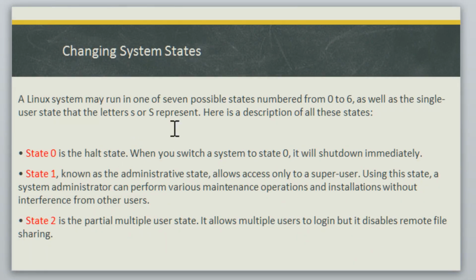A Linux system may run in one of 7 possible states numbered from 0 to 6, as well as the single user state that the letter S or capital S represents. So here's a description of those states. State 0 is the halt state, so when you switch a system to state 0, it will shut down immediately. State 1, known as the administrative state, allows access only to a super user. Using this state, a system administrator can perform various maintenance operations and installations without interference from others. State 2 is the partial multi-user state. It allows multiple users to log in, but it disables remote file sharing.